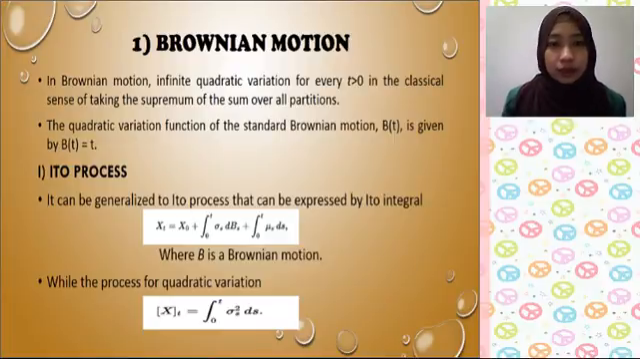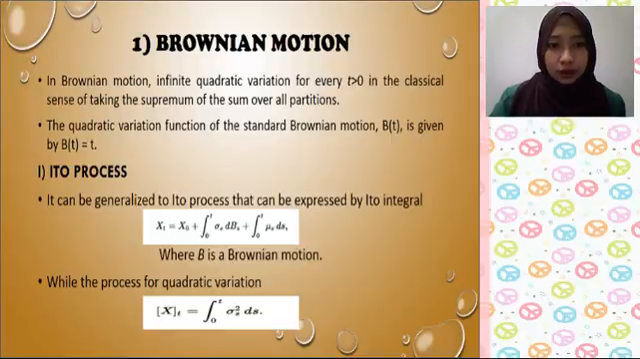In Brownian motion, there is infinite total variation for every t > 0 in the classical sense of taking the supremum of the sum over all partitions. The quadratic variation of the standard Brownian motion B_t is given by ⟨B⟩_t = t. Brownian motion has the Ito process and Ito integral.